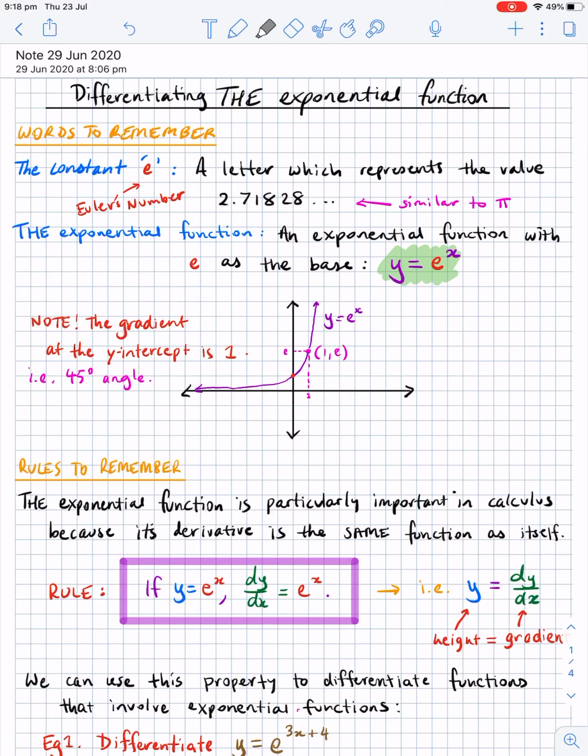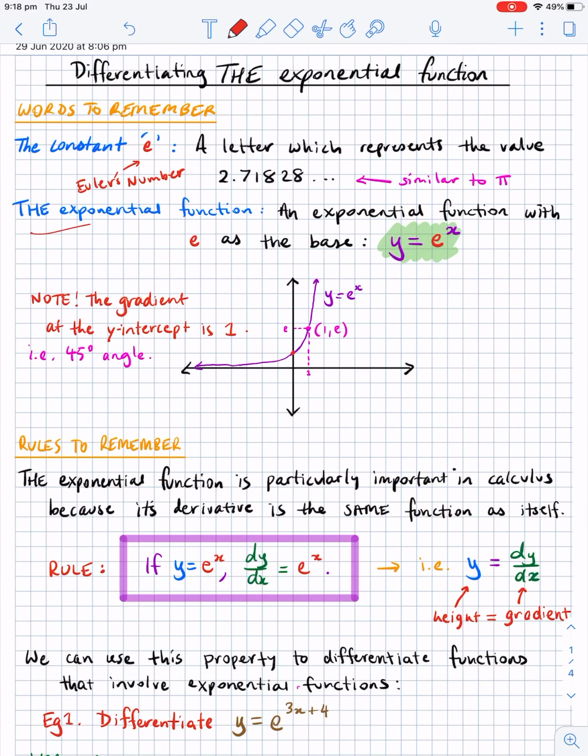So we pretty much have y equals a base of e, this constant e, Euler's number, to the power of x. If you remember, a typical exponential function is usually something like y equals 2 to the power of x, but the exponential function is when our base is this Euler's number here, e.